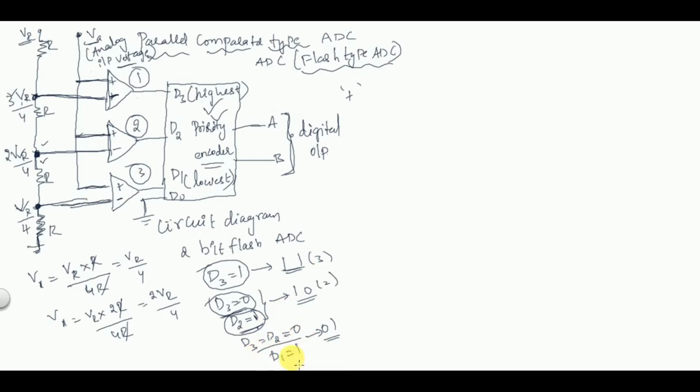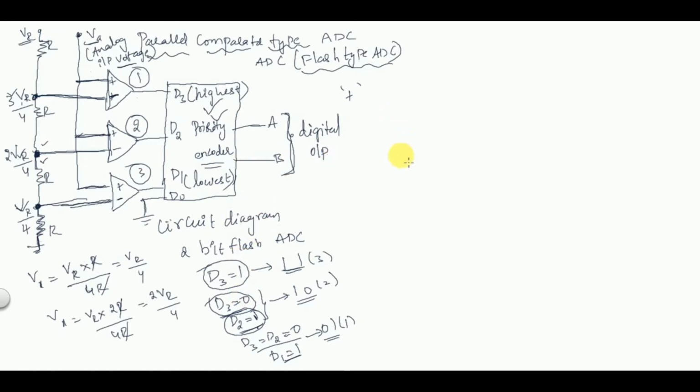Similarly, the first two highest priorities are 0 and the next priority is 1, so the corresponding output will be obtained, which is 1. Okay, so this is the operation of the priority encoder, which we already have discussed. We'll discuss it later in digital circuits. So this is how we can find the voltages, and this is the priority encoder concept.